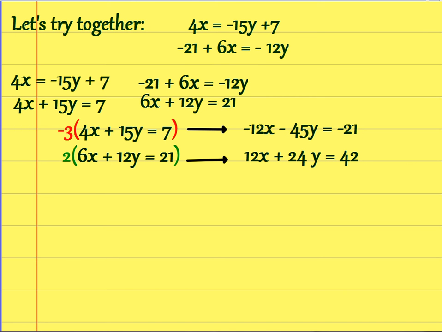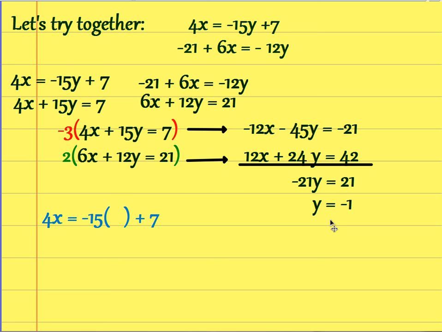Now when I add everything together, my x terms will cancel. I'm left with negative 21y equals positive 21. Dividing both sides by negative 21 gives me y equals negative 1. Now I go back and choose one of my equations to substitute negative 1 in for y.